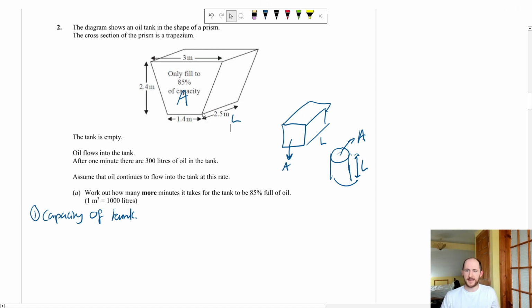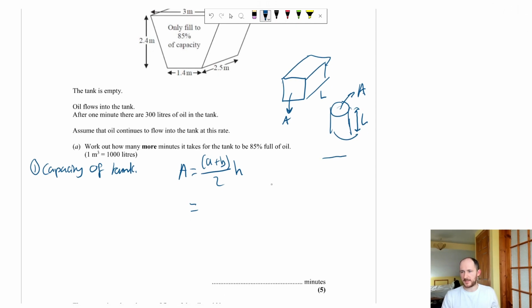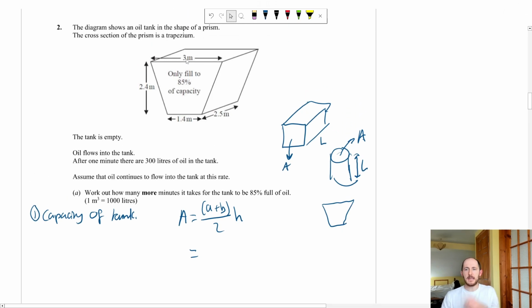So the front face is a trapezium. How do you work out the area of a trapezium? This formula is on your formula booklet, but it is (a plus b) over 2 times h. Now you do need to know what a and b are. When you have a trapezium, I've just realised I don't have that much space to do this question, so I should be a bit more conservative. a and b are the parallel sides, the opposite sides that are different lengths. They're always going to be these two opposite sides. So in this case, a and b are 3 and 1.4.